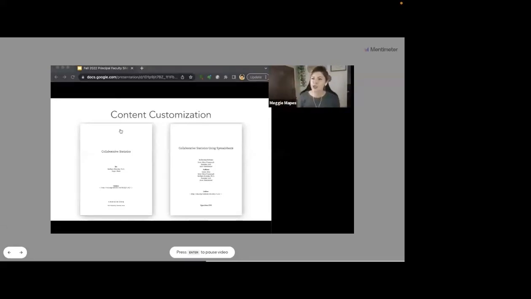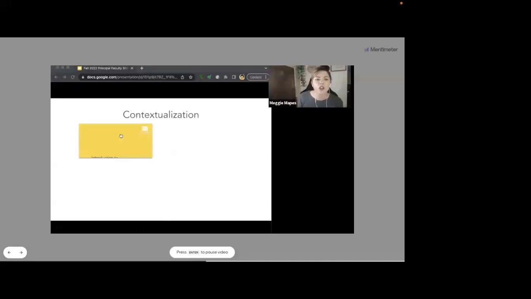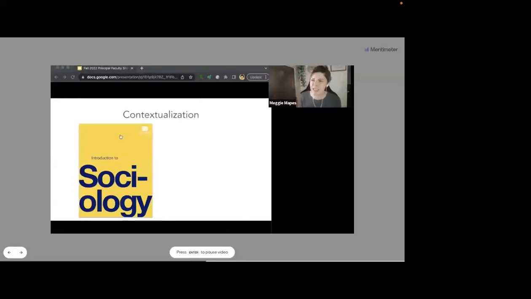Another thing that open allows us to do, which is also cool, is that you're no longer required to just make do with one expensive textbook. Instead, you can say, maybe I have just a chapter from an open textbook that I want to customize. Content customization doesn't require that you customize the entirety of a textbook. It might mean that you have a specific textbook or chapter of a textbook that you want to integrate and customize to make it more specific or useful for your students. So beyond content customization, you're also able to do content contextualization.